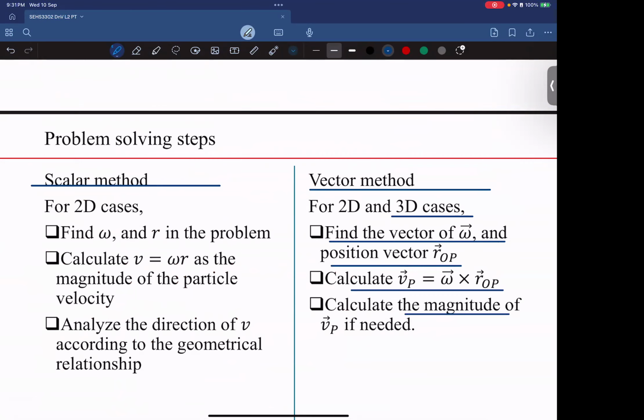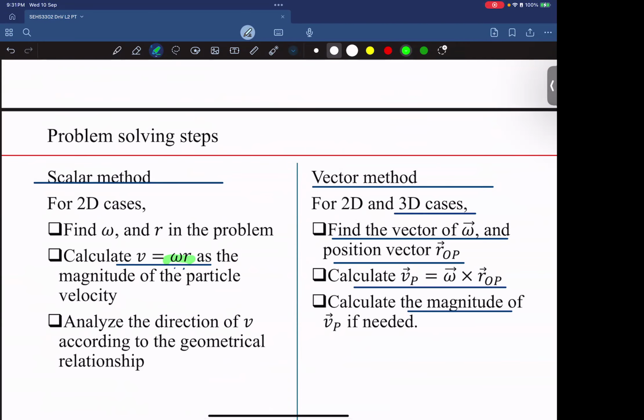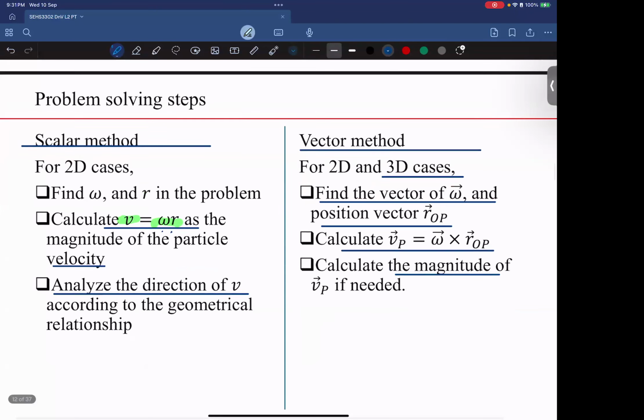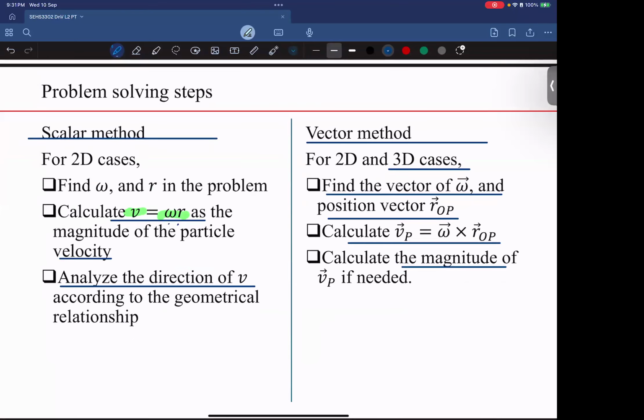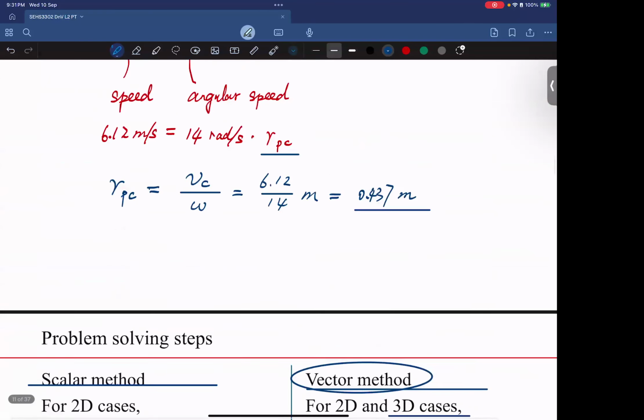But for the scalar method, we just use multiplication, omega times r, which is familiar to us, right? Omega times r to find the value of v. But with the scalar method, we cannot calculate the direction. We need to get the direction by analyzing the position of the point. So if we cannot analyze such a point, we can use the vector method to calculate. Yes, that is the point.